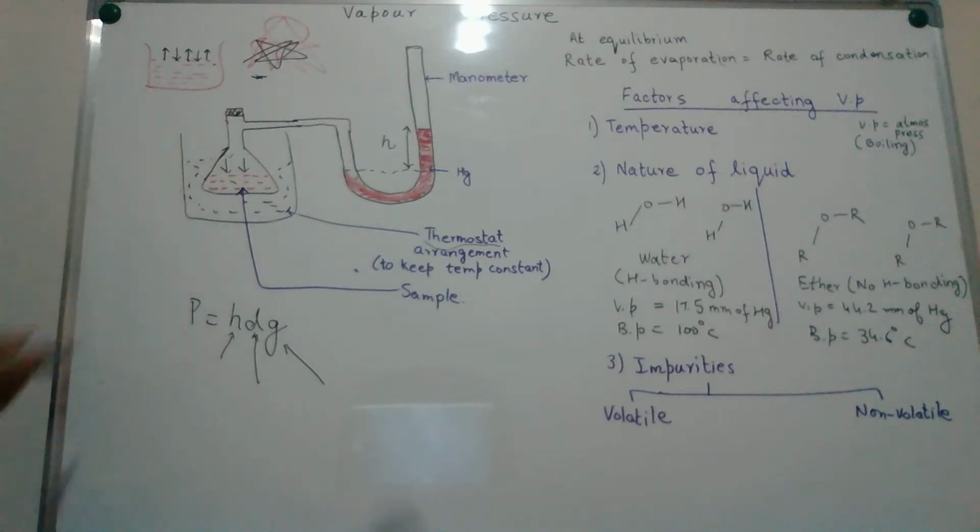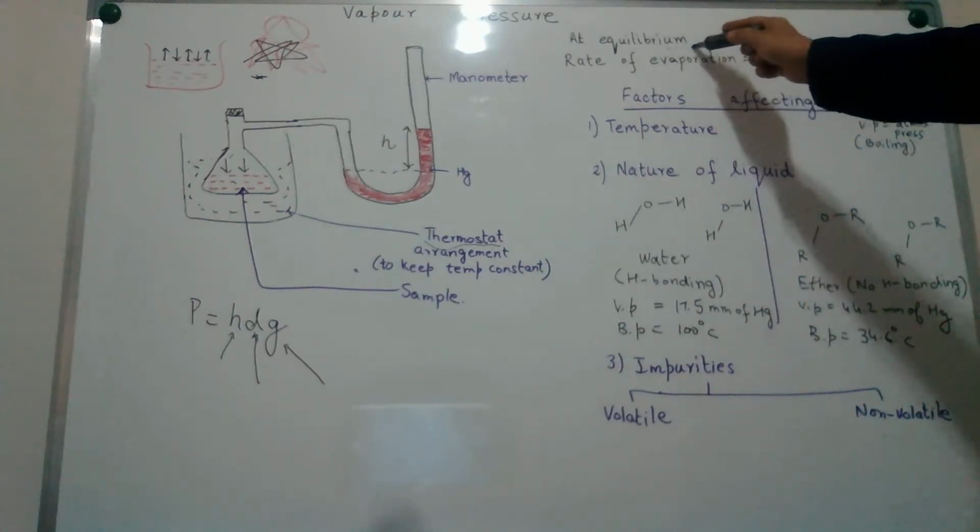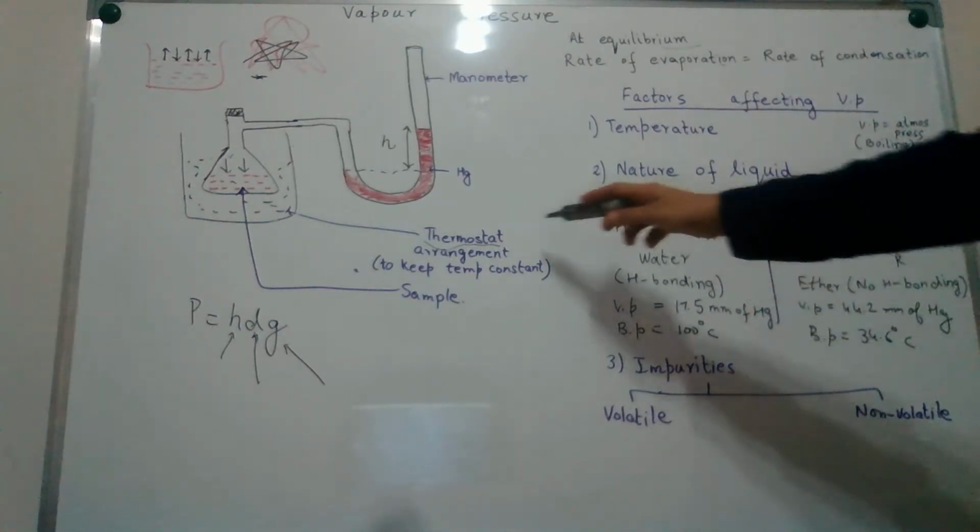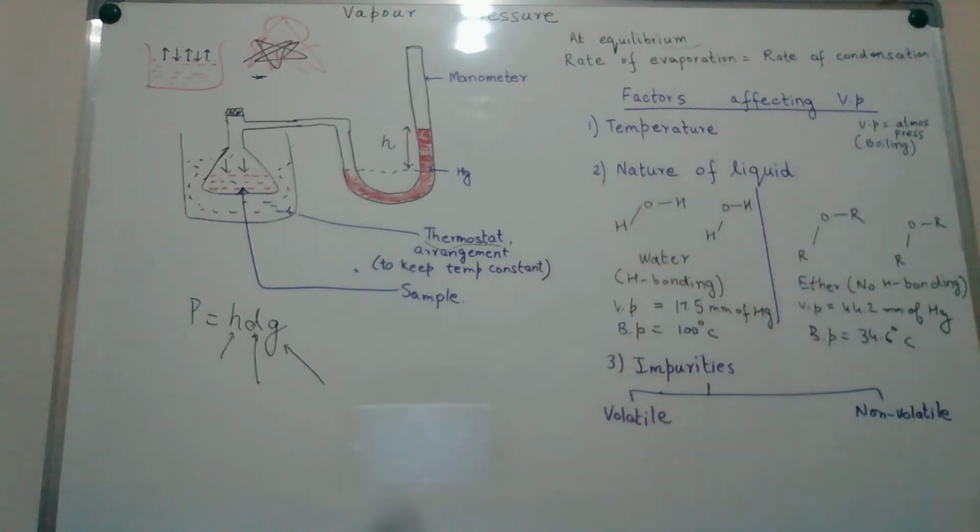This is what we call vapor pressure. So when we define vapor pressure scientifically, the two important words over here for us are that the liquid and the vapor should be in equilibrium. The temperature has to be maintained constant. Again and again we are saying that the temperature needs to be maintained constant. Why?